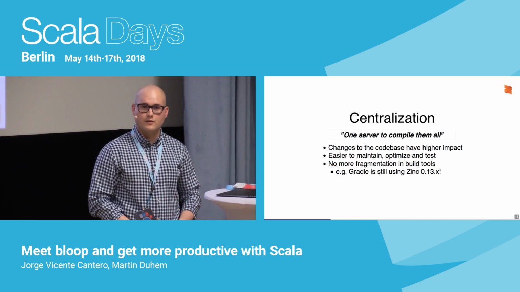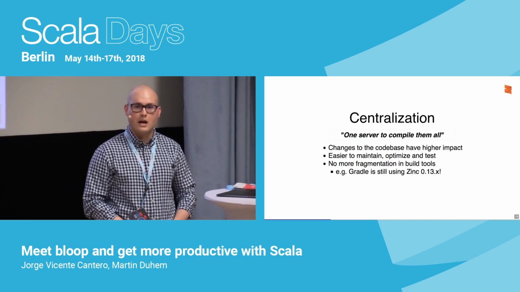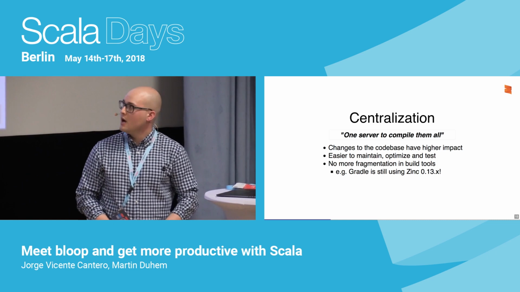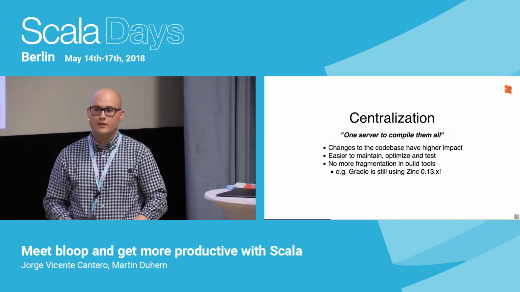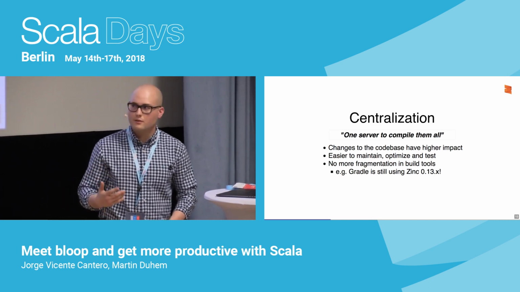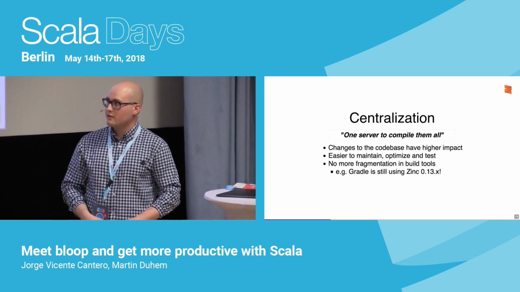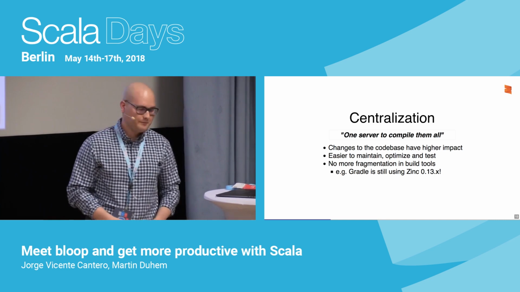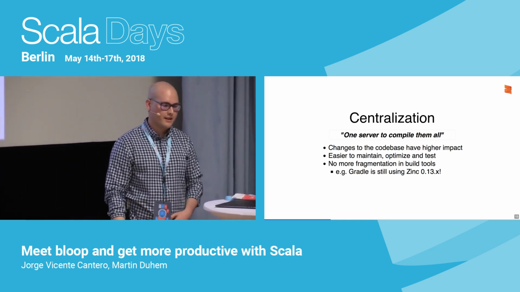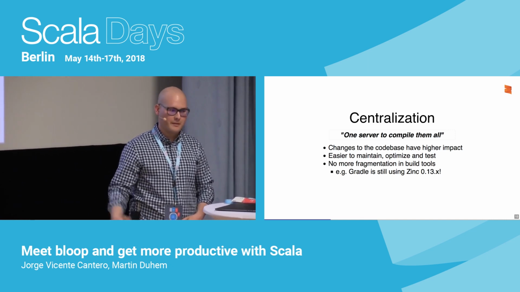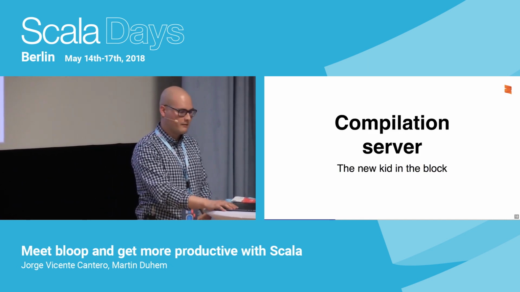Many companies use Scala with Gradle because they also have Java code or Kotlin code, right? And Gradle, the latest version, still uses Zinc 0.13, which is a compiler that was released 3 years ago. So of course that compiler is less than ideal. It's not fast and it doesn't have the best incrementality. So we want to change that.